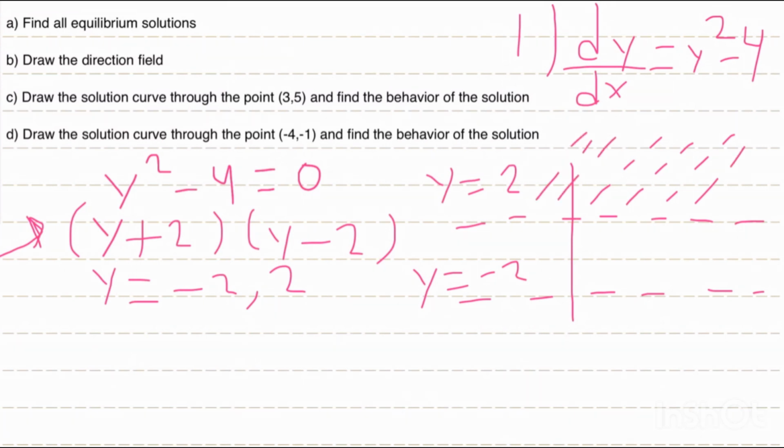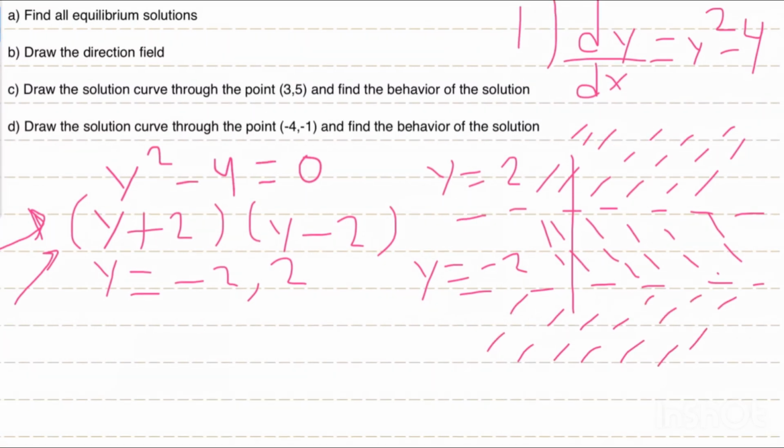And in between negative 2 and 2, there's 0, so we could use 0 as an example. 0 plus 2 is positive, 0 minus 2 is negative, and negative times a positive is negative, so this is a negative slope field. And the same thing for the bottom. We could take negative 3, because negative 3 is less than negative 2, and we just plug it in again. Negative 3 plus 2 is negative, and negative 3 minus 2 is also negative. A negative times a negative gives you a positive, so a positive slope field.